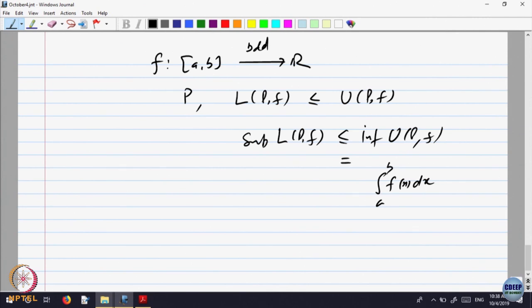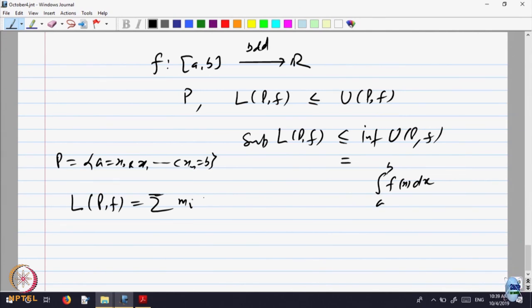But the important thing was in the upper sum or the lower sum. Say, for example, in the lower sum, if the partition P was x0 less than x1 less than ... xn equal to b, then you looked at the lowest value. You were approximating by looking at the lowest height of the function times the length of the interval. The idea was that you look at the length of that sub interval.